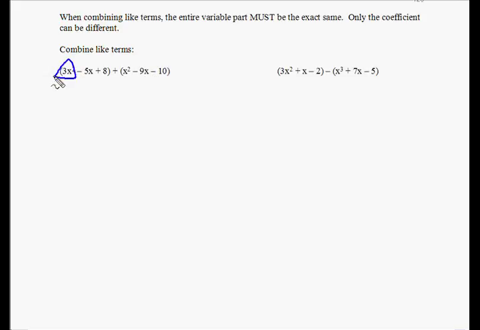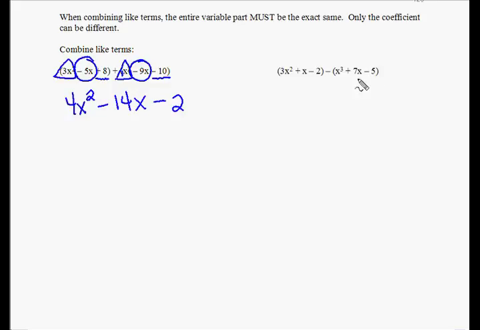I'm going to take this 3x squared and add it to this x squared, where the coefficient is 1, giving me 4x squared. I'm going to take this negative 5x and add it to this negative 9x, getting a negative 14x. And the last thing I'll do is take this positive 8 and add it to this negative 10 and get negative 2.